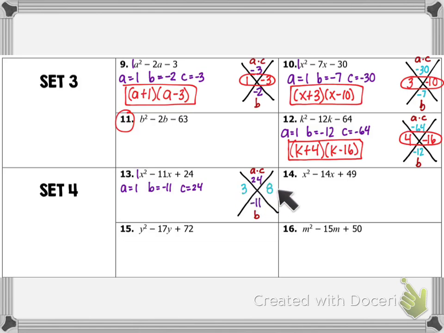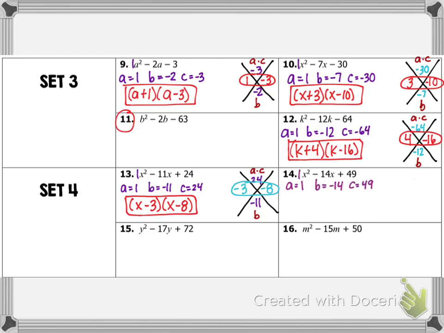What do we have to do to both of these numbers to make a negative 11 and a positive 24? Well, we have to make them both negative. If there's a negative number down here and a positive number up here, you have to make both of them negative, because a negative times a negative is a positive. And negative 3 minus 8 is negative 11. So that's it. X minus 3, x minus 8, and we're done.